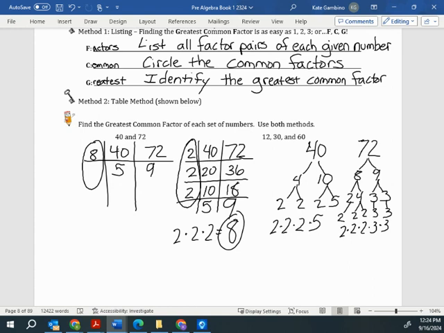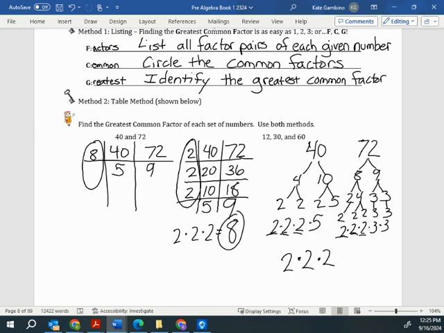So I have my prime factors for both 40 and 72. To find the greatest common factor, I look at what primes they have in common. 40 has a 2, 72 has a 2. 40 has another 2, 72 has another 2. 40 has another 2, 72 has another 2. 40 has a 5, does 72 have a 5? Nope, they don't share it, so I can't write it.